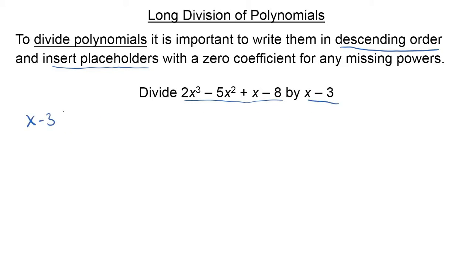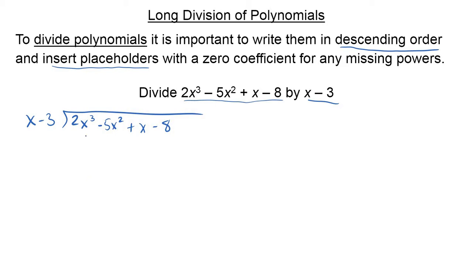So x minus 3 divided into 2x cubed minus 5x squared plus x minus 8. Double check. Okay, I think I got that right. So we're going to go back to long division way back in our elementary school days. So watch how I do this.